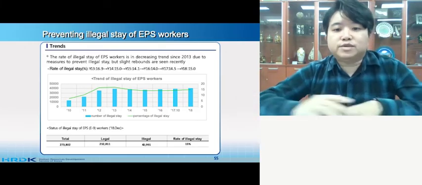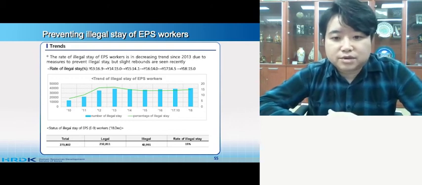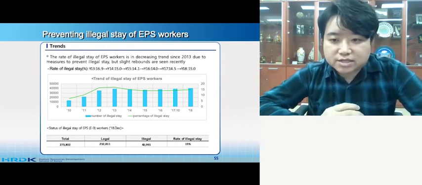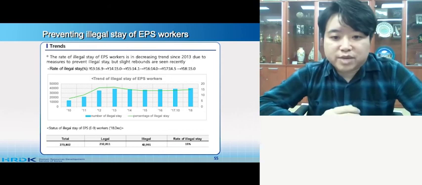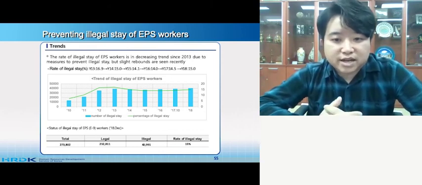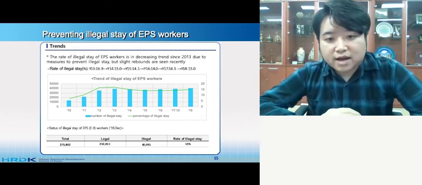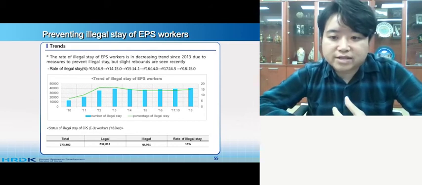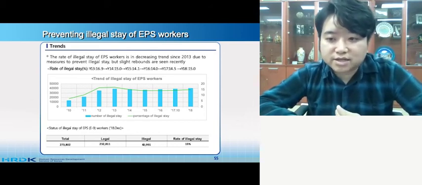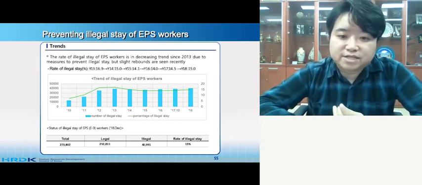So, in terms of illegal stay issues, it's very important to us. Let's have a look at some trends. The rate of illegal stay of EPS workers has been in a decreasing trend since 2013 due to measures to prevent illegal stay, though it has slightly rebounded recently. The line had been sharply going up from 2010 to 2012, and it has been kept constant until now, at about 15% average for 16 countries.